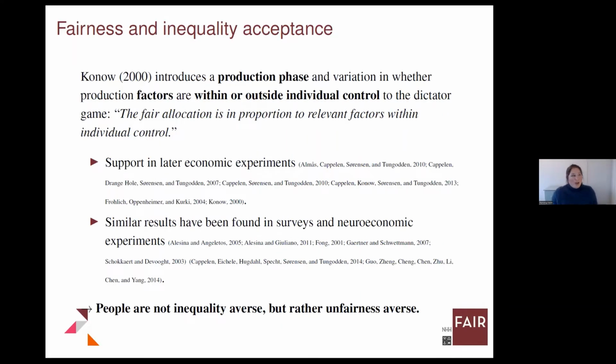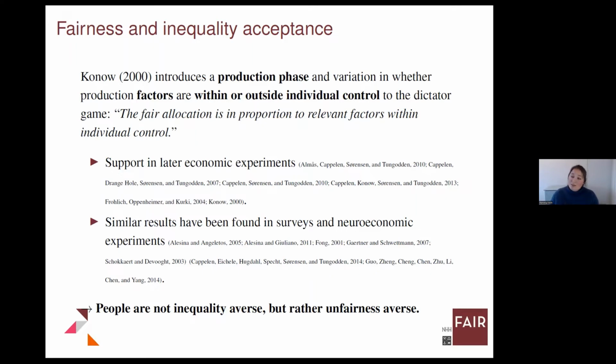Now, when we think about fairness and inequality acceptance, how do these two things link? It could be that we are just averse to all inequalities. But Konow 2000 introduces the idea into the experimental sphere that we could potentially be driven by the accountability principle, that could explain all this inequality aversion. That we have an idea that those inequalities that arise from sources within our individual control are fair. We might not want to do anything about them. But those inequalities that arise from factors outside individual control, say race, gender, luck, those might be things that we would like to reduce.